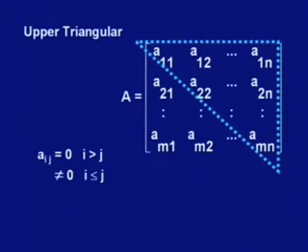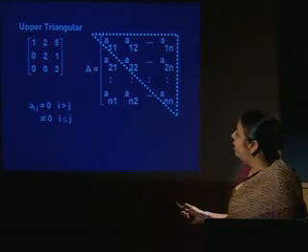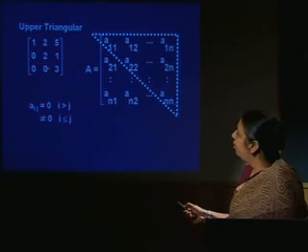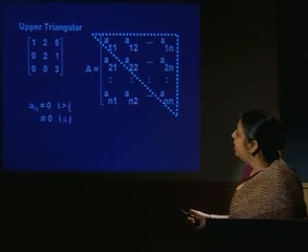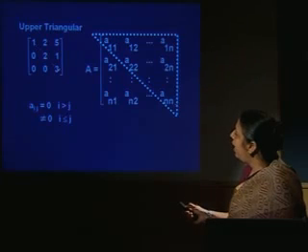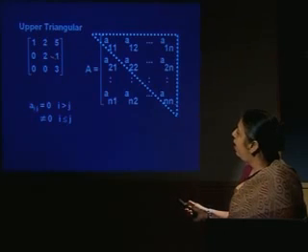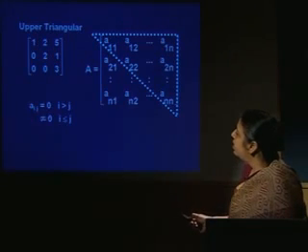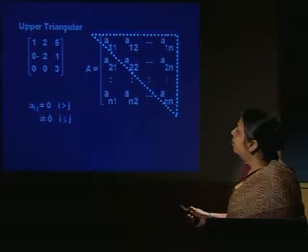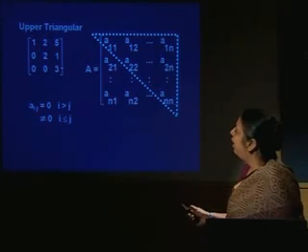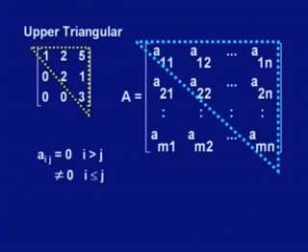For example, in this square matrix, all the elements which appear on the lower side of the diagonal are 0. Aij is 0 when i is greater than j, and all the elements which are either on the diagonal or on the upper side are non-zero. Like Aij is not 0 when i is less than or equal to j. This equality is taken for the diagonal elements. So this matrix is an upper triangular matrix. So elements on the upper side are non-zero.